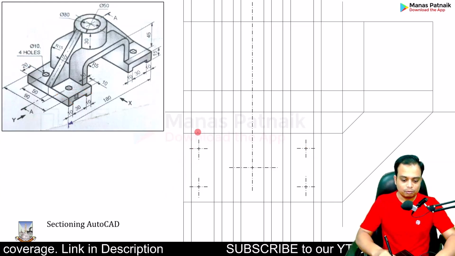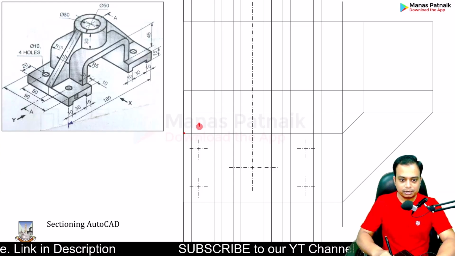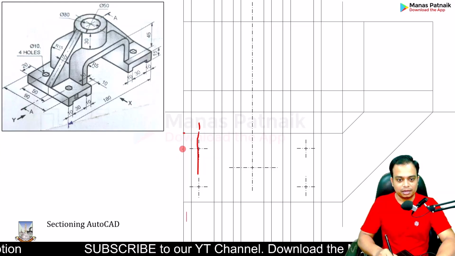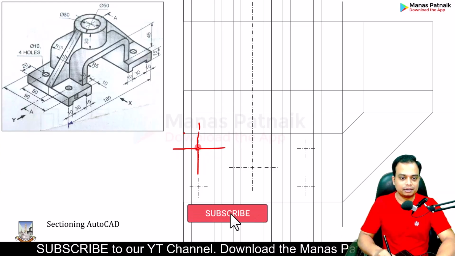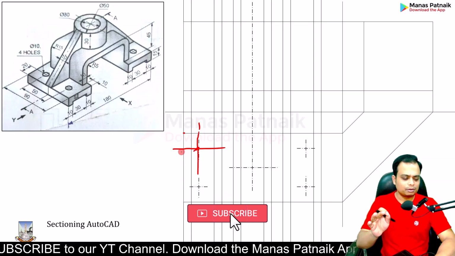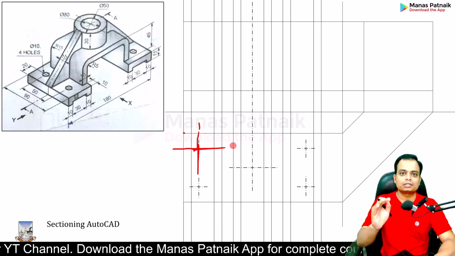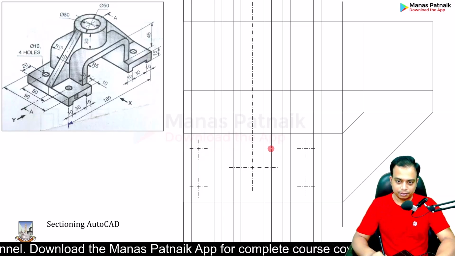Let me reiterate. What you need to do is, from here, you just need to make a construction line like this. And from here, again at a distance of 20, make this line. The intersection will give you the center. You don't have to make this much big a line. A smaller line will do the job. You just need the intersection point. Okay.